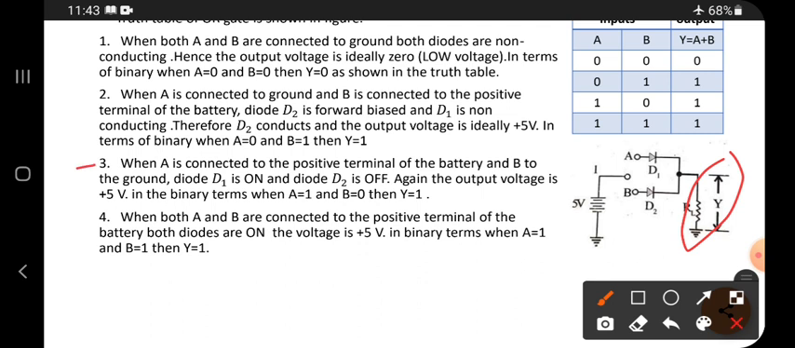When A is connected to the positive terminal of the battery and B is connected to the ground, now A is connected, B is not connected. Diode D1 is on and diode D2 is off. So this voltage flows in this direction and appears here as plus 5 volts. That means 1 only.